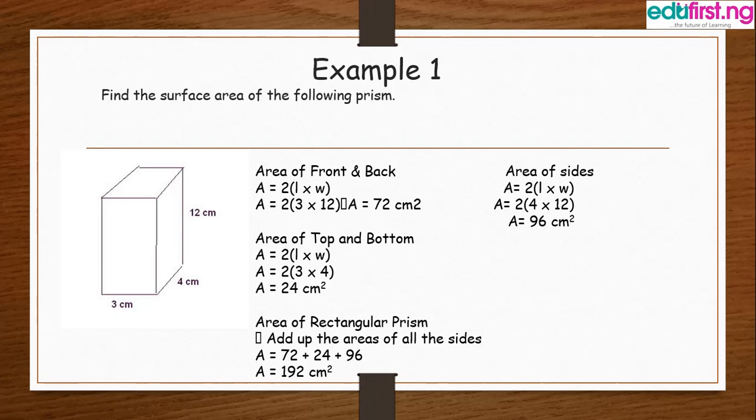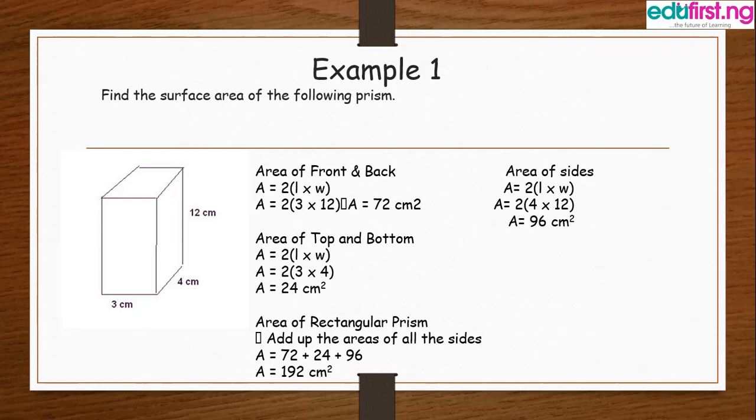Now, to get the surface area of the rectangular prism, we add up the area of all sides, which is A equals 72 plus 24 plus 96, which is equal to 192 square centimeters. So 192 square centimeters is the surface area of the prism we are given here.